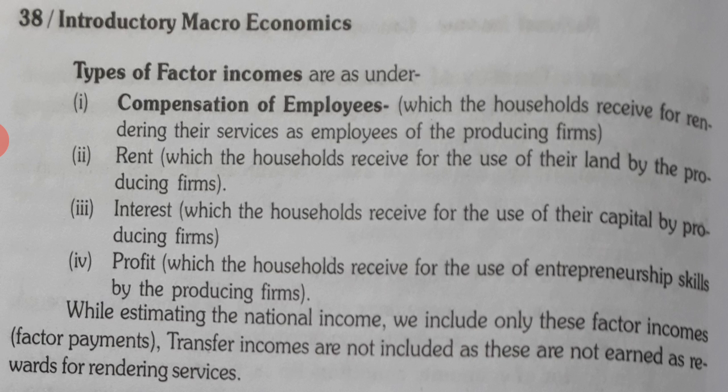Types of factor incomes: compensation of employees, where they are working and rendering their services in producing firms; rent, for cultivating land, or house rent and other rental equipment; interest, which is paid to those who had done capital formation, that is, paid to the lender or to the banking institutions; and profit, which is earned by the entrepreneur as a residual after distributing the remuneration for the rest of the factors of production.